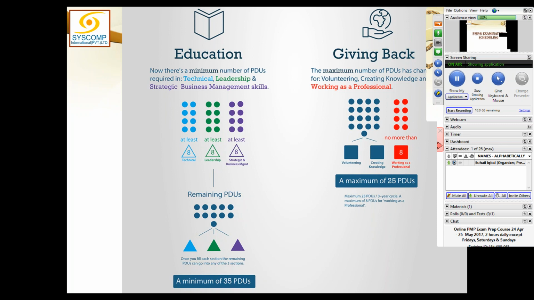You cannot have more than 8 PDUs gained from your experience in 3 years. Working experience of 3 years will give you maximum of 8 PDUs. So out of 25, 8 PDUs means you are still left with 17 to fulfill. Those 17 PDUs you could acquire either from volunteering or from creating knowledge. Either or both of them. So this is how you can complete your 25 PDUs. I hope this is clear to everybody.